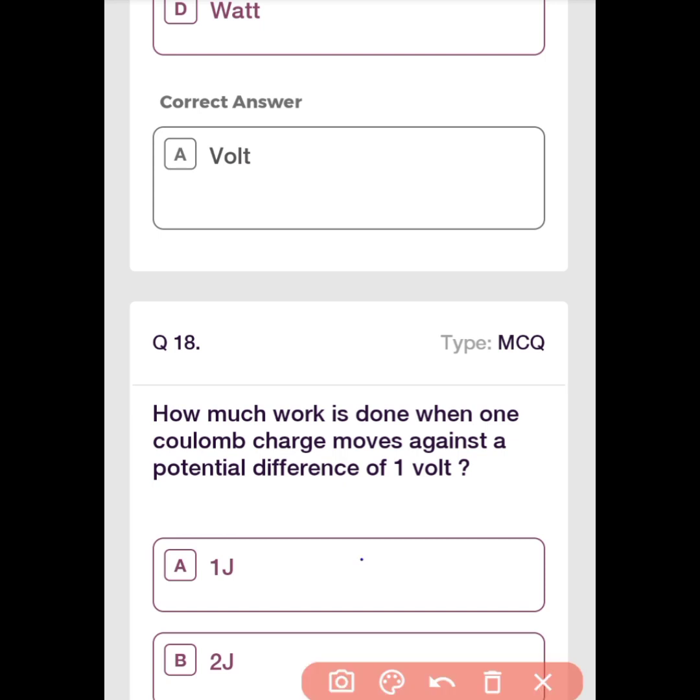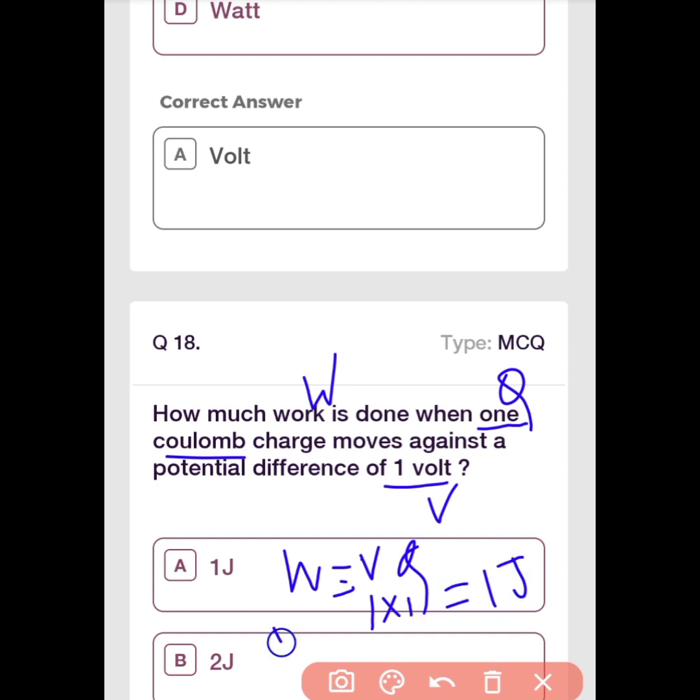Here in this question we need to find the work done, and they have given the charge. The charge Q is 1 Coulomb, and the potential difference V is also known. So now we need to find W. How to find W? W is equal to V into Q. Here V is 1 and Q is also 1. So therefore the work done is equal to 1 joule.